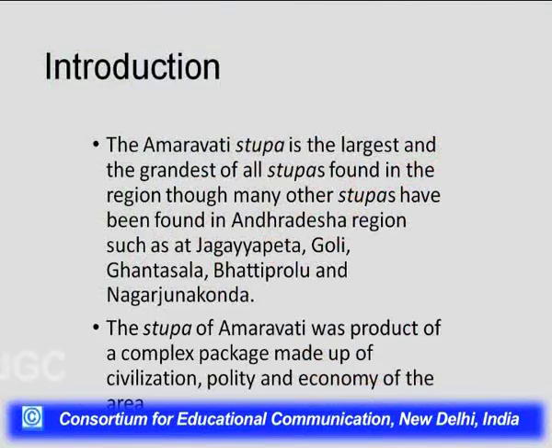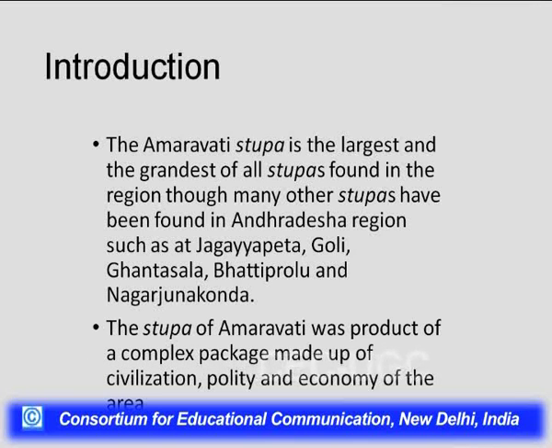So, basically if we look at Amaravati and the entire plan of Amaravati, we see that Amaravati is basically a Mahastupa, and it is the largest and the grandest of all stupas found in the region. There are many other stupas in Andhra Pradesh such as Jayapet, Goli, Ghantashala, Bhattiprolu and Nagarjunakonda. And of course, everybody has heard of Nagarjunakonda because it is a very important Buddhist as well as Brahmanical site from the post-Mauryan period.